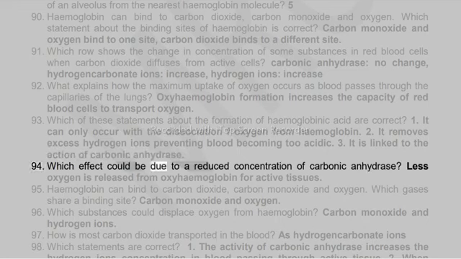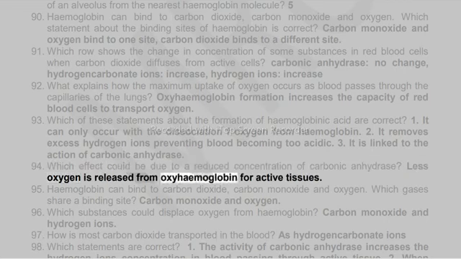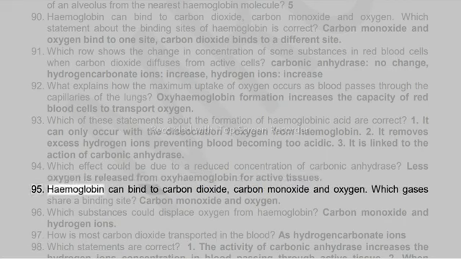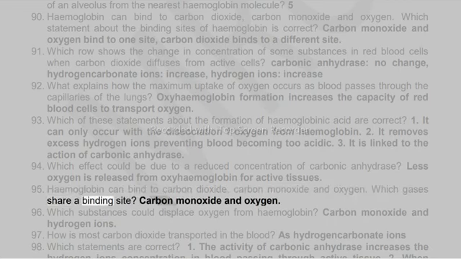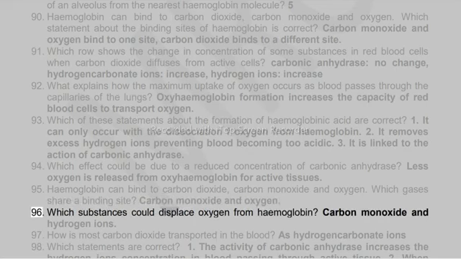94. Which effect could be due to a reduced concentration of carbonic anhydrase? Less oxygen is released from oxyhemoglobin for active tissues. 95. Hemoglobin can bind to carbon dioxide, carbon monoxide, and oxygen. Which gases share a binding site? Carbon monoxide and oxygen.